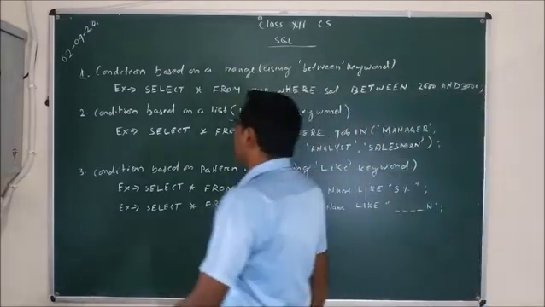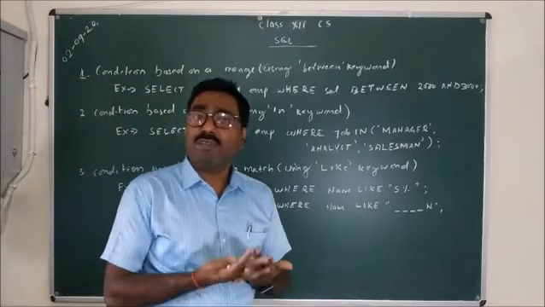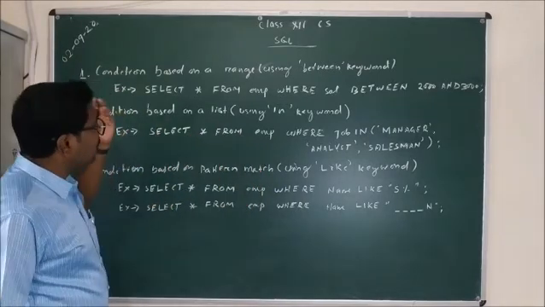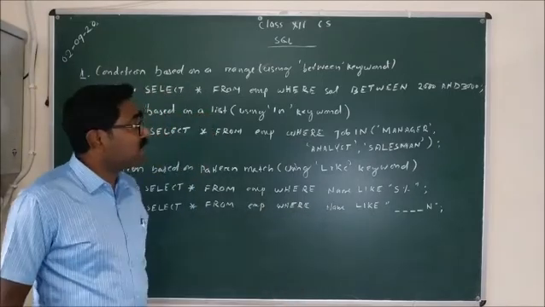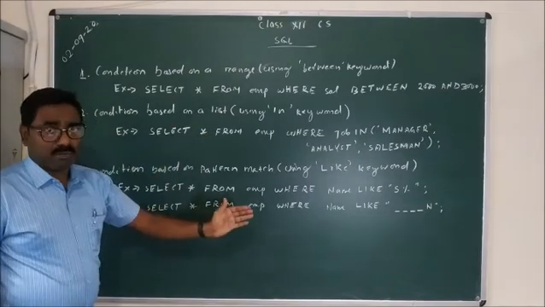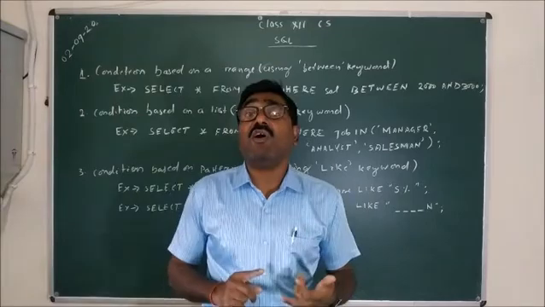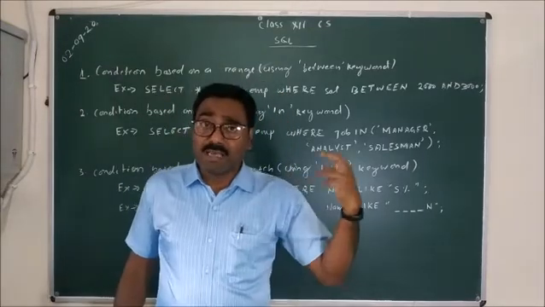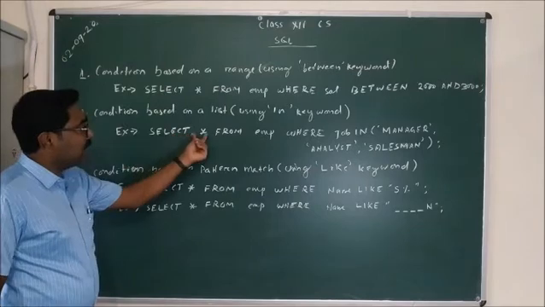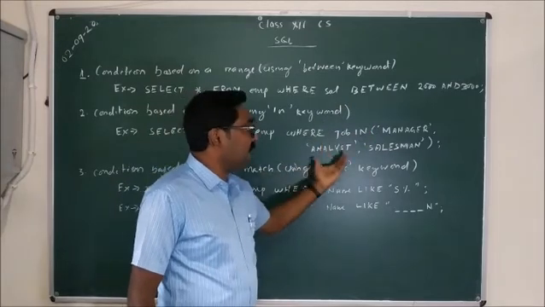One more thing in these queries: I am writing select asterisk from, because you have already learned the difference between asterisk and the column list or attribute list. Suppose the question is: display the details of all employees who are working as manager, analyst and salesman. Then you have to use asterisk because you have to display all the columns. And if the query is: display the name and salary of all employees who are working as analyst, manager or salesman, in that case you have to write select name, sal from EMP where job in manager, analyst or salesman.